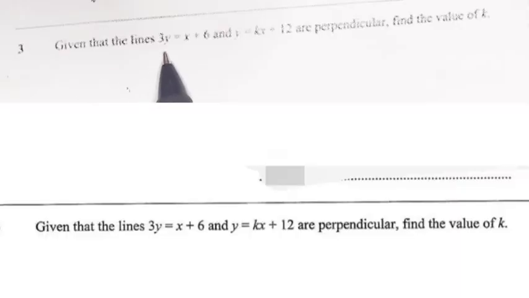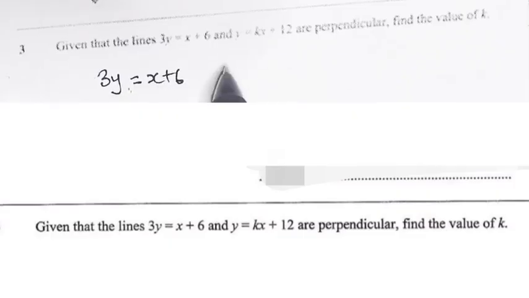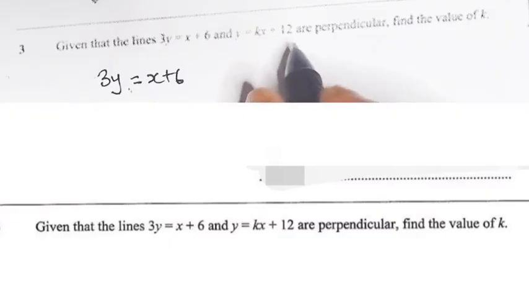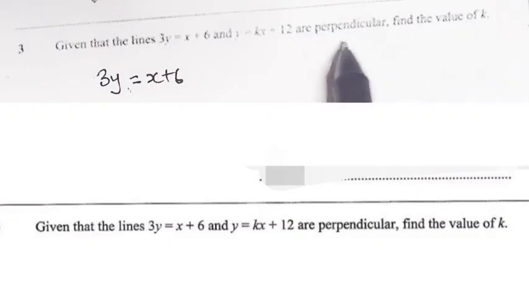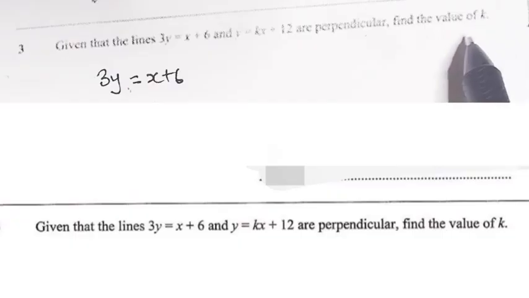Alright, so we've now come to our third question, which is right here. Given that the lines 3y is equal to x plus 6. Okay, let me write the lines. So we have 3y equal to x plus 6, and this other line, which is y is equal to kx plus 12. So this line and this line, they are saying that they are perpendicular. Find the value of k.